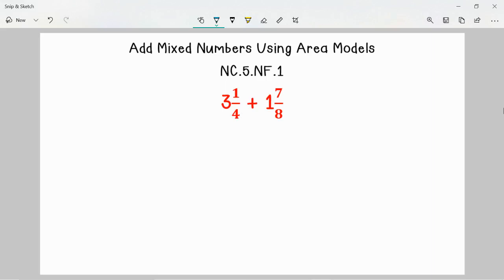Here we will take a look at adding mixed numbers using area models. This standard builds on the work students did in fourth grade, where they added fractions, including mixed numbers, with like denominators. It also requires students to apply what they learned about finding equivalent fractions, since their work in fifth grade will involve fractions with unlike denominators using related fractions.